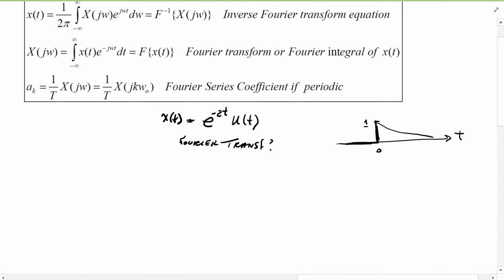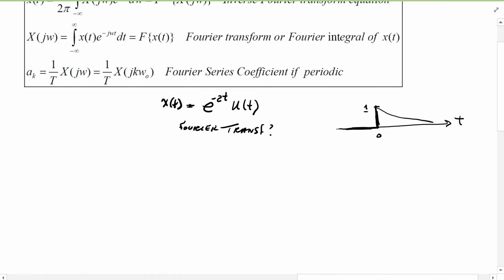We say, okay, if I have x of t and I want the Fourier transform of this thing, then it's going to be x of j omega. And x of j omega is going to be an integral from minus infinity to infinity of e to the minus 2t u of t e to the minus j omega t dt.